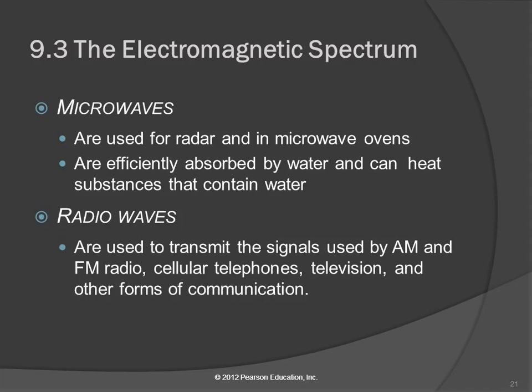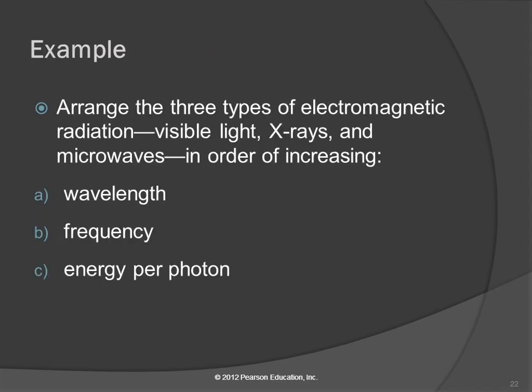Question? So arrange the three types of electromagnetic radiation: visible light, X-rays, and microwaves. So we're just looking at three of them in order of increasing wavelength, frequency, and energy per photon.